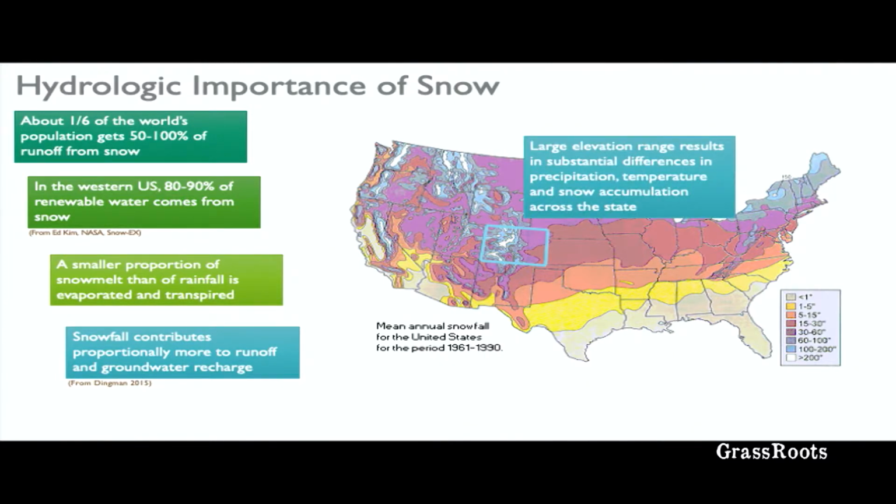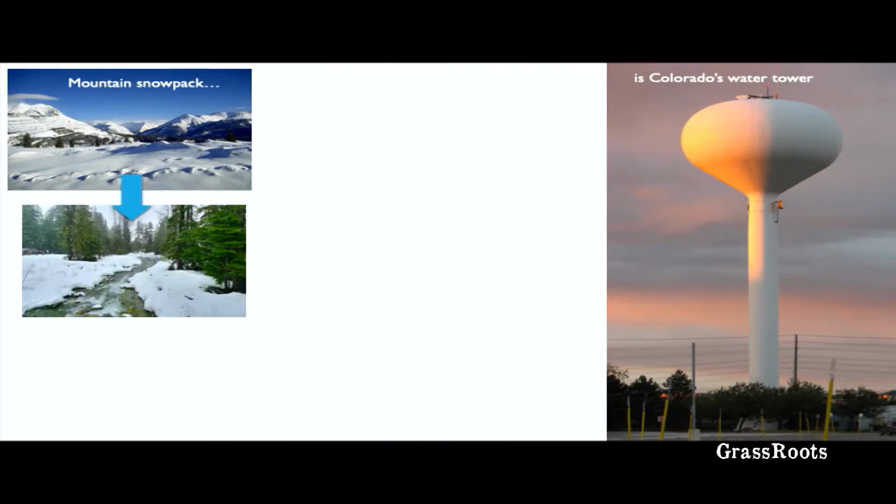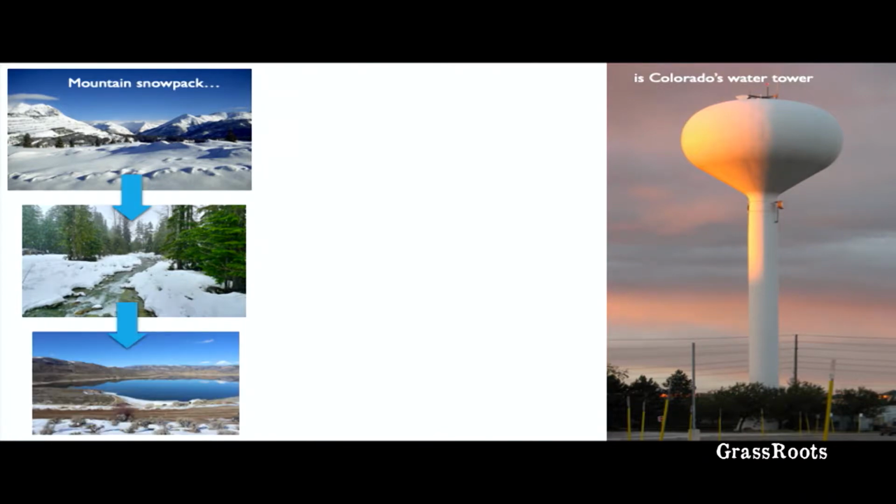And here in Colorado, of course, we have a large range of elevations, which produces a large range of precipitation and a large range of snowpack. We can think of our mountain snowpack in Colorado as our water tower. This is our water storage, our snowpack. That snowpack provides the stream flow, which then ends up in our reservoirs.